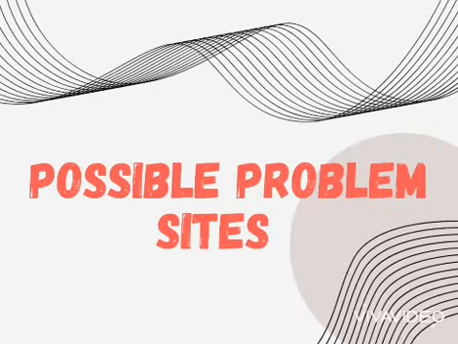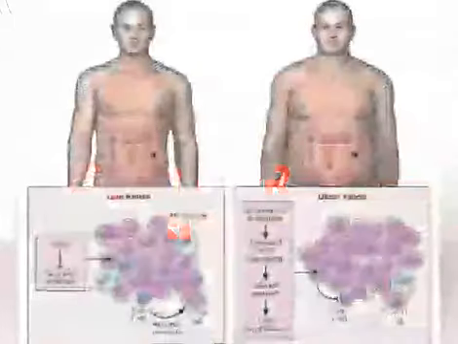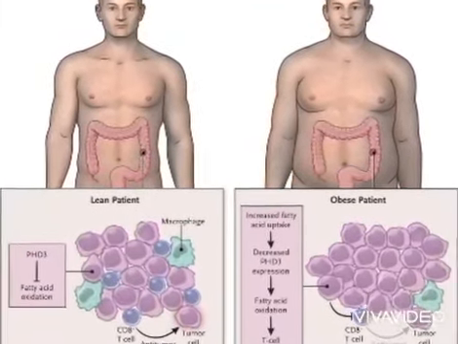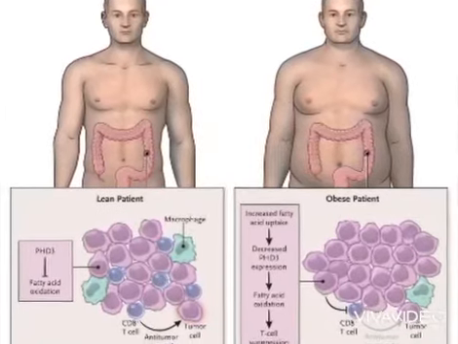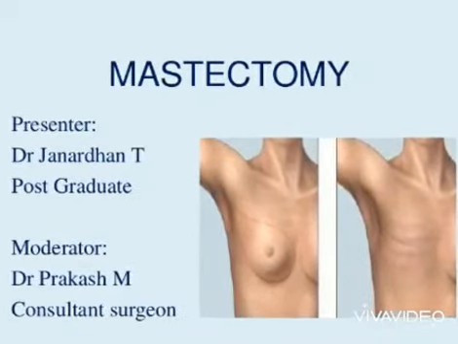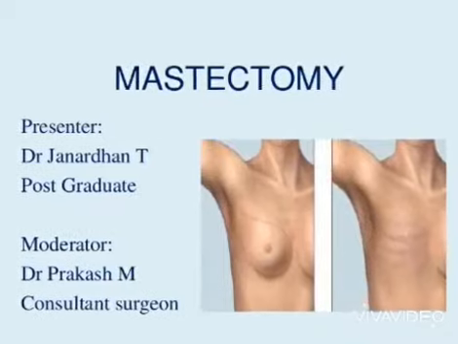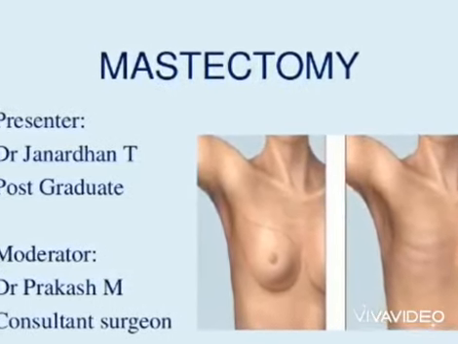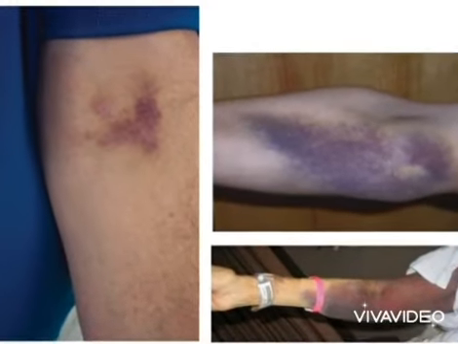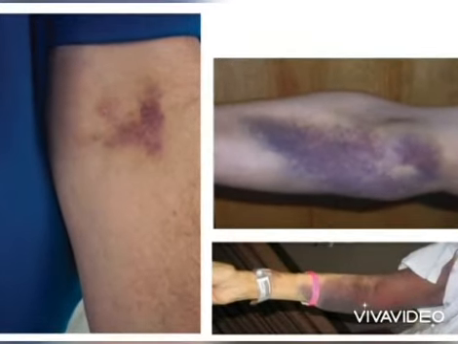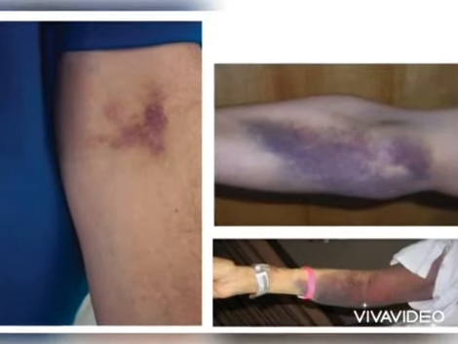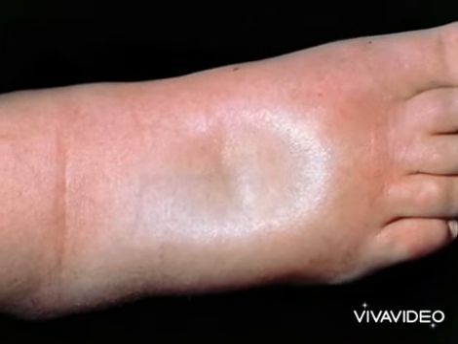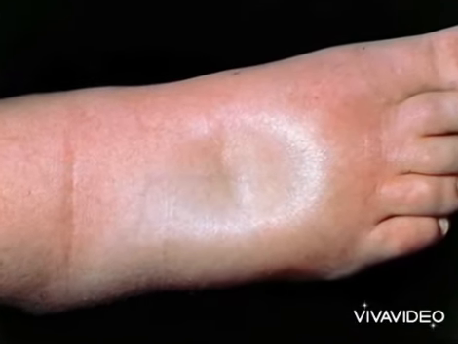Now we'll talk about some possible problem sites in phlebotomy. Number 1, obesity. This is the abnormal excessive fat accumulation that presents a risk to health. Number 2, mastectomy, a surgical operation to remove a breast. Number 3, hematoma. This is a solid swelling of clotted blood within the tissues. Number 4, edema, swelling caused by excess fluid trapped in your body's tissue.